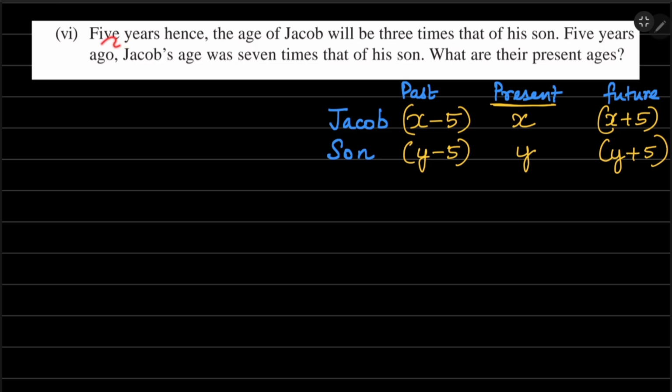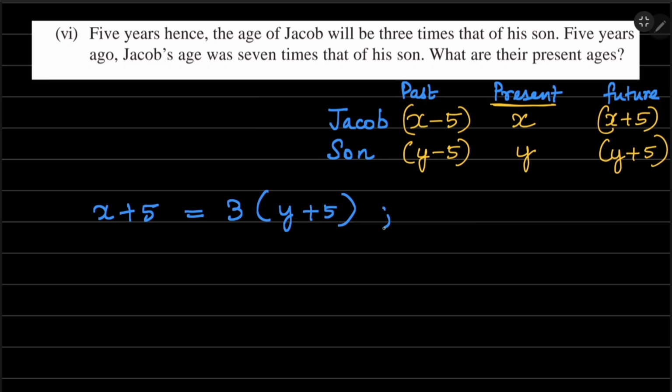So, the very first thing is 5 years hence, that is after 5 years, the age of Jacob will be 3 times that of his son. Look only here: 5 years hence, age of Jacob will be x plus 5, son will be y plus 5. So, what is given? The age of Jacob, x plus 5, will be 3 times that of his son, y plus 5. This is the first equation which is given.